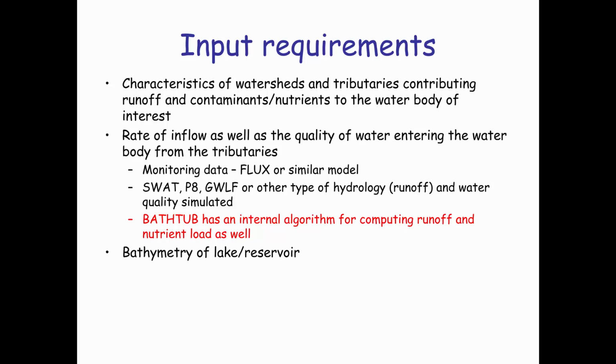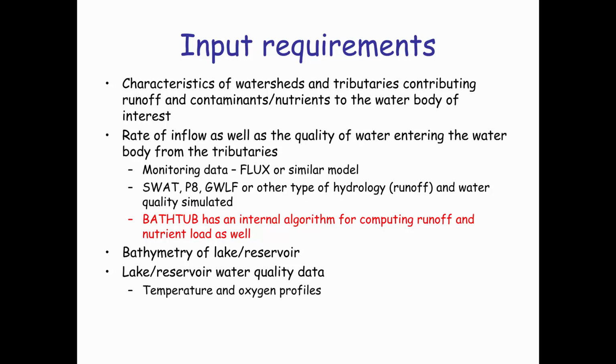The inputs require, or an input is the bathymetry of the lake or reservoir. Basically, the information about how deep the reservoir is. And of course, you need to know the surface area of the reservoir as well. And then the lake or reservoir water quality data that has maybe been collected over a period of time. So you might want phosphorus concentration, nitrate concentration, Secchi disc readings to look at clarity, water clarity, and then also chlorophyll A concentration. You can use information such as temperature and oxygen profiles to come up with that lake water quality information and phosphorus profiles.